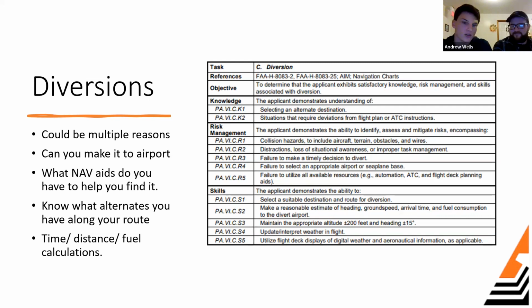We want to know alternates along your route. If you already know the route that you're going to fly, try to see what airports are around, because they're probably going to divert you to one of those. So be aware of where the airports around you are.